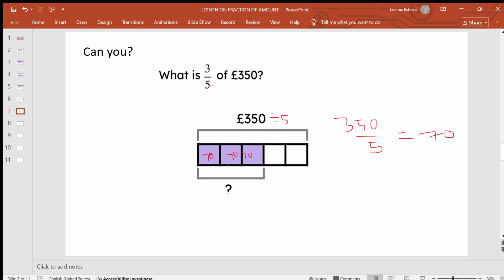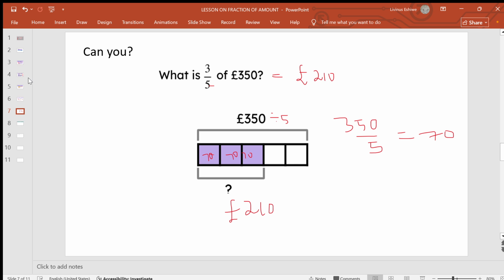70, and so on and so forth. So 70 plus 70 plus 70 will give me what? 210 pounds. Now that simply means 3 out of 5 of 350 is what? 210. Good. Now I believe that you've understood how to calculate using the bar model.